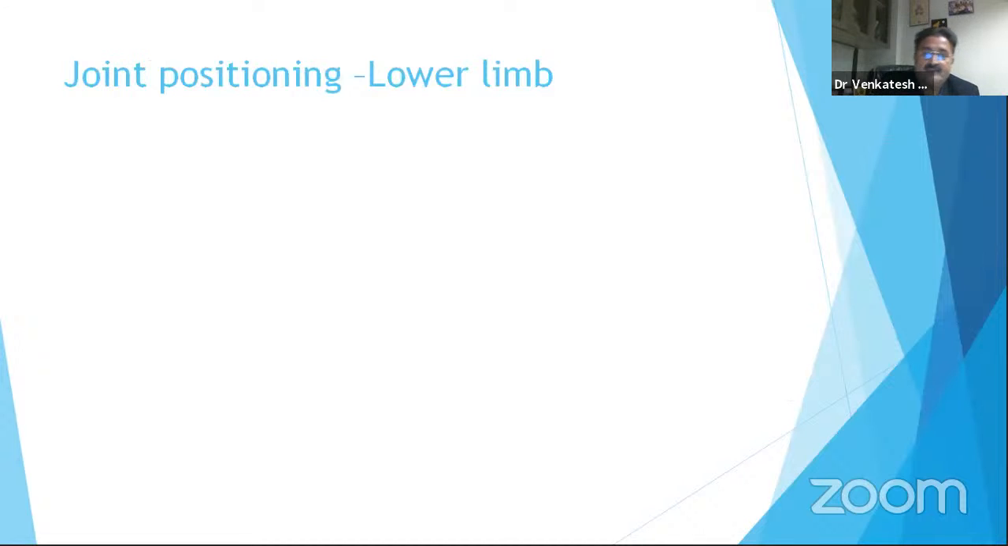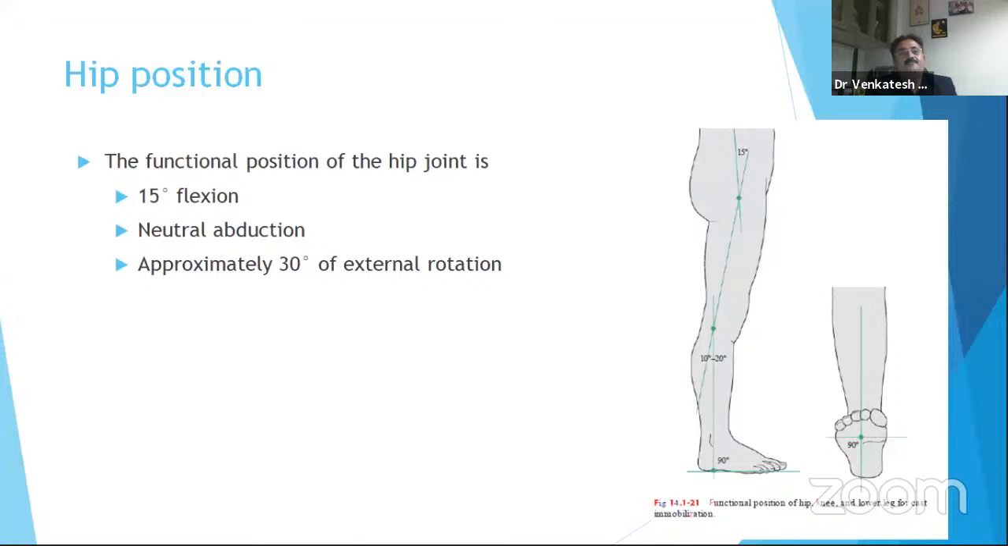Coming to joint positioning of the lower limbs, the functional position of the hip joint is 15 degrees of flexion, neutral abduction, and approximately 30 degrees of external rotation.